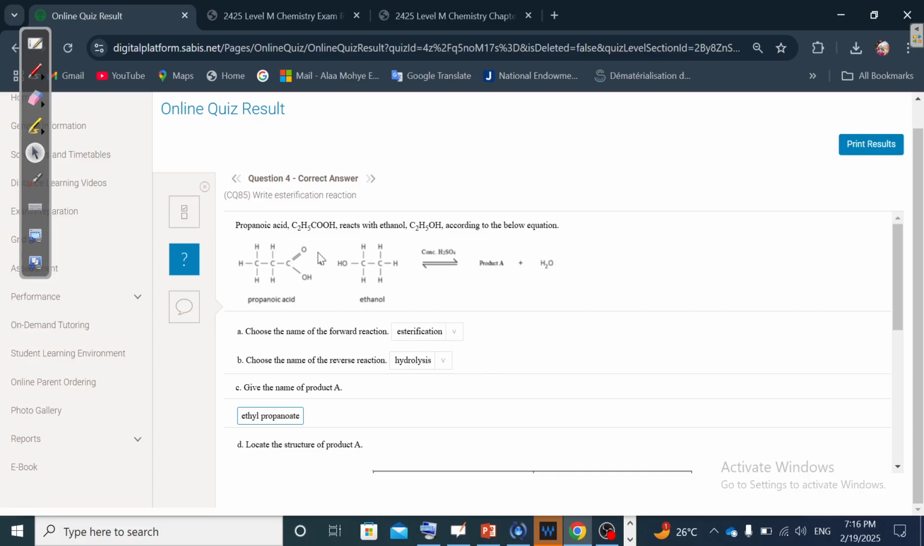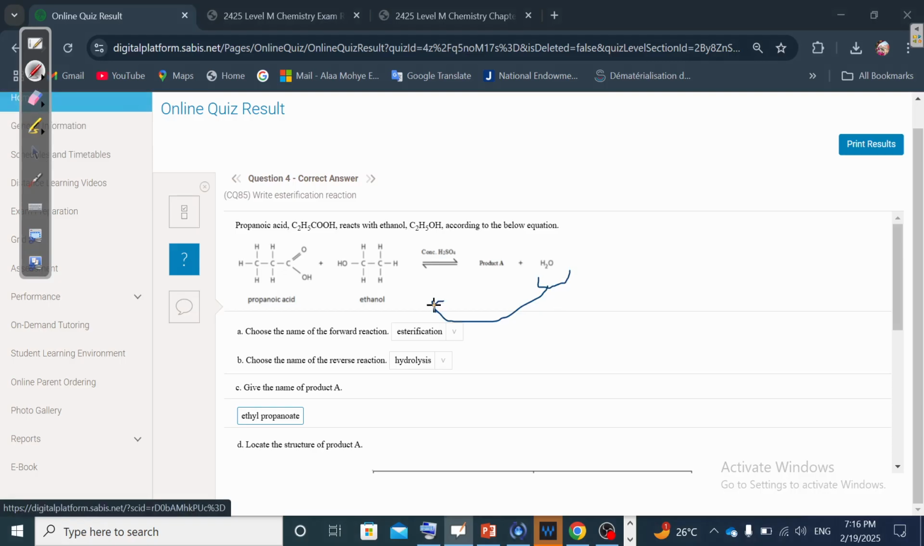Propanoic acid, C2H5COOH, reacts with ethanol, C2H5OH, according to the below equation. Choose the name of the forward reaction. Always, when an acid reacts with an alcohol, it's an esterification. You have to memorize. Choose the name of the reverse reaction. Obviously, since I have water forming in the products, if I reverse it, I'm going to call it hydrolysis.